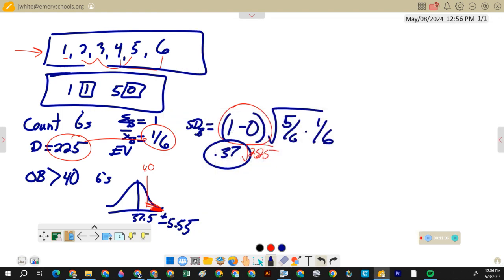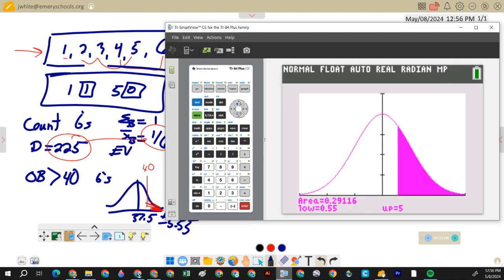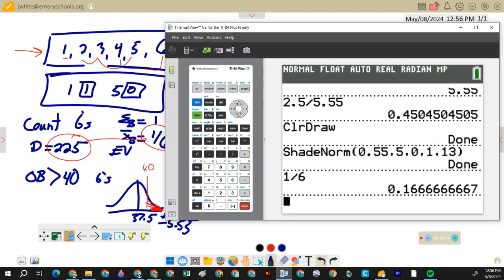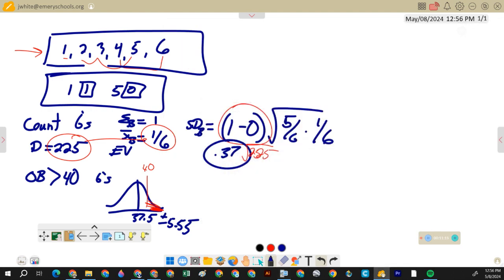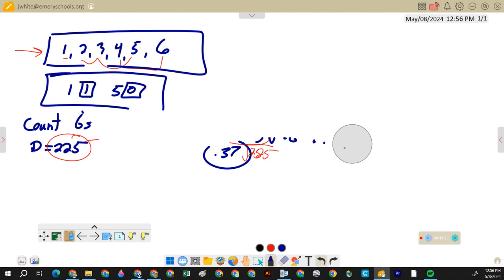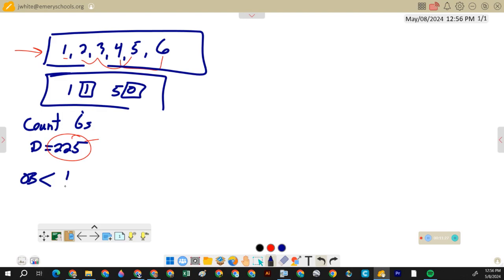All right. So 1/6 is about 16.7%. So what is the probability of getting an observed value that is less than 18% sixes?